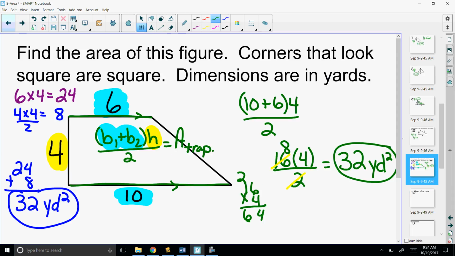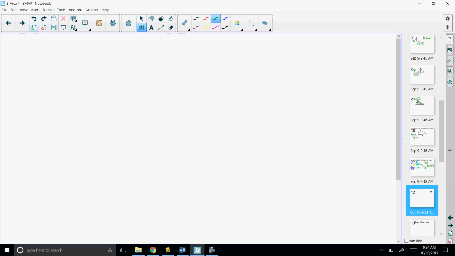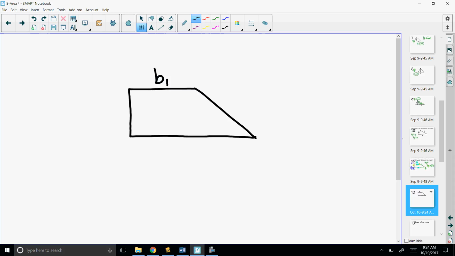I want to back up and add a slide. Do you know where that formula for the area of a trapezoid comes from? Why can I use that formula? If I look at this figure, remember here's base 1, here's base 2, and here's the height. What happens if I split that figure into 2 triangles?